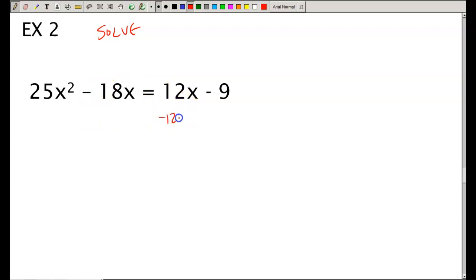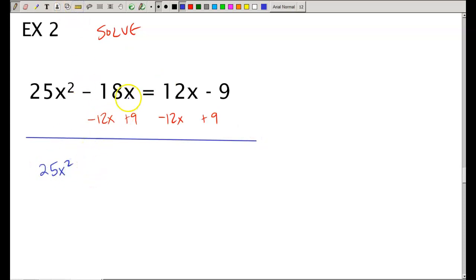So I'm going to subtract off 12x, and I'm going to add the 9 from the right-hand side so that it equals 0. And so I'm going to subtract off 12x from this side and add 9 as well. So on the left-hand side, we will get 25x squared. And then if I combine those x's, I'm going to get minus 30x plus 9 equals 0. So now we have things in standard form.